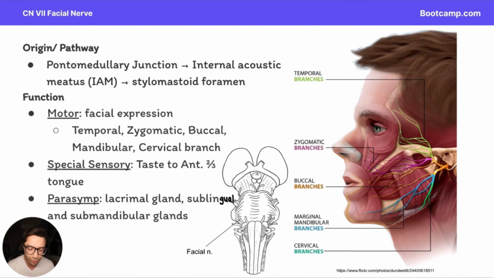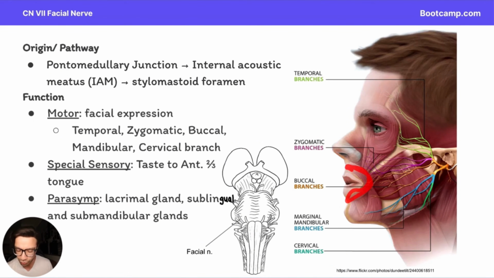And it's going to travel through the internal acoustic meatus and exit out of the stylomastoid foramen. So you'd have a styloid process right here, a mastoid right here. It's going to come out of the stylomastoid foramen. And if you remember from head and neck, here is where you're going to have that parotid gland. So it's going to duck in behind that parotid gland. And when it's in there, it's going to divide into 5 major branches. We're going to have our temporal branches, zygomatic branches, our buccal branches, our mandibular, and our cervical branches. And all 5 of these branches are going to provide motor innervation to the muscles of facial expression.